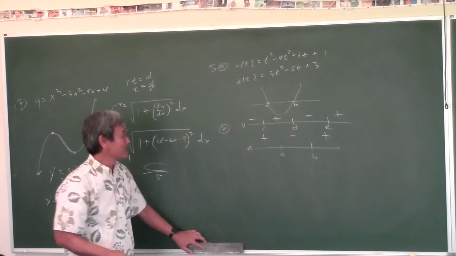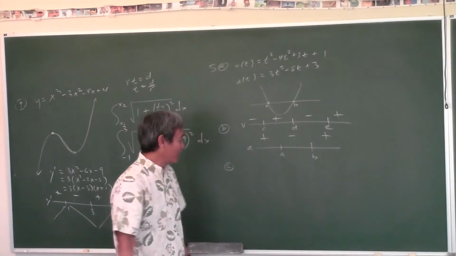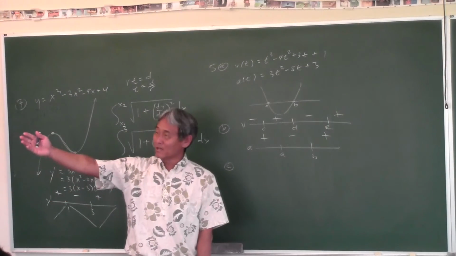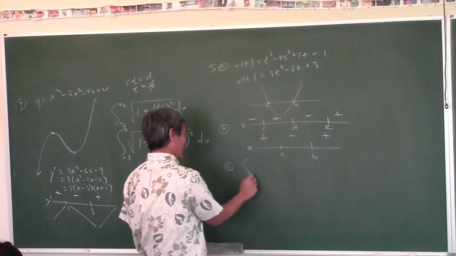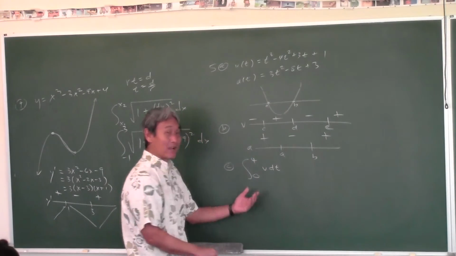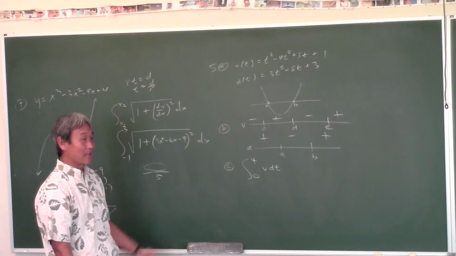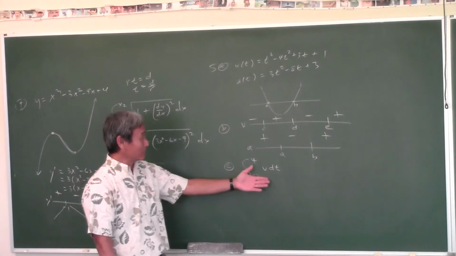Okay, C. C is easy. How do you find the displacement of the particle from 0 to 4? Average value is not the easiest on the test. This is the easiest problem on the test. How do you find displacement? You just integrate the velocity from 0 to 4. We did this on the last test. That's it. Write the integral.